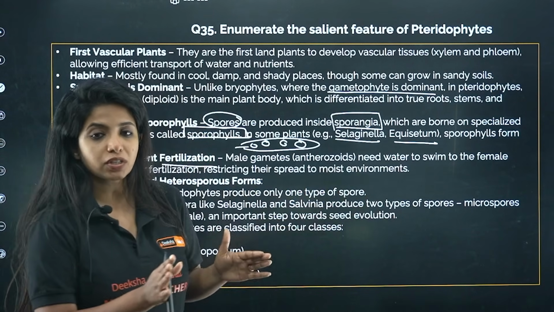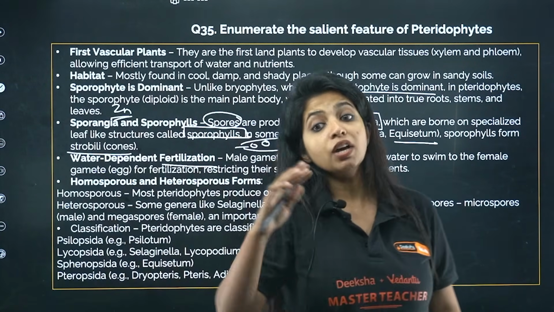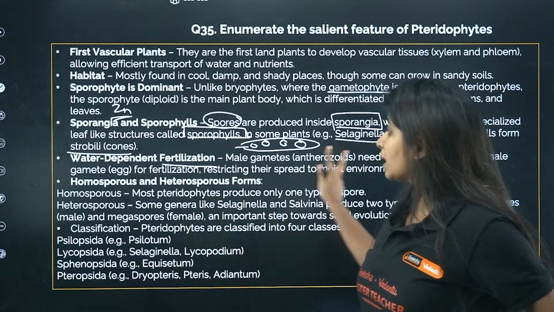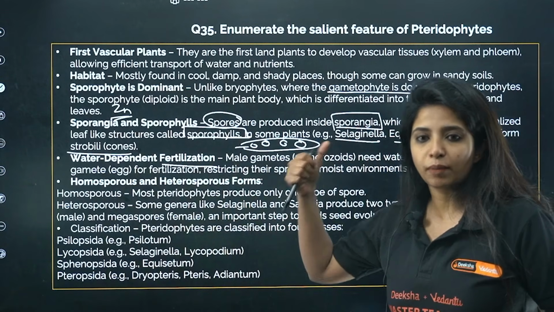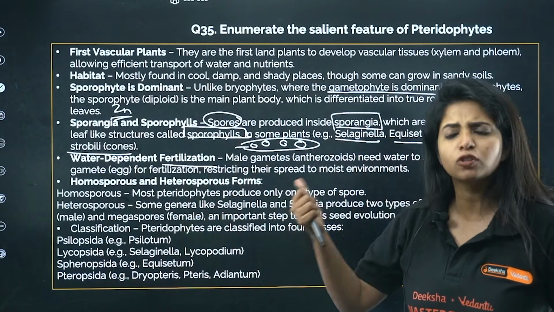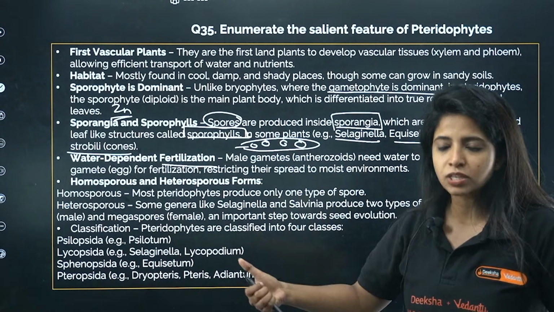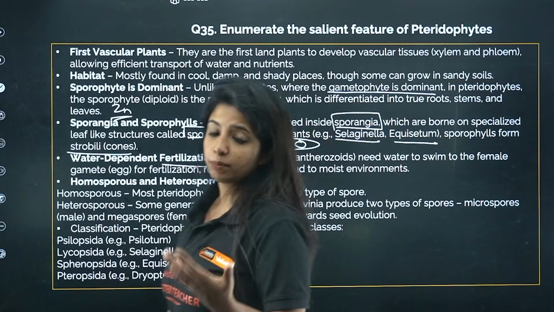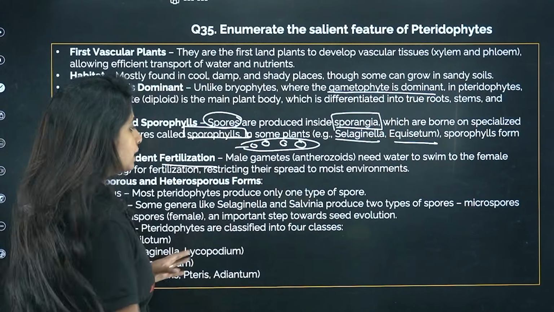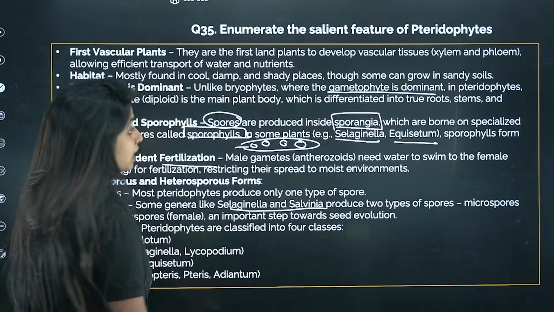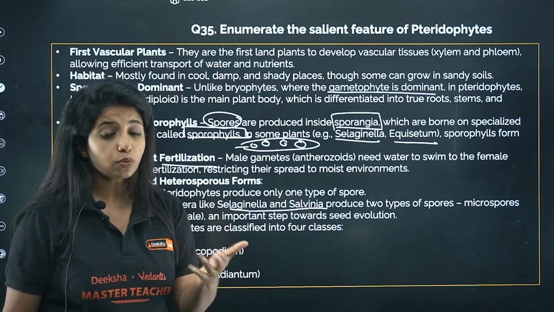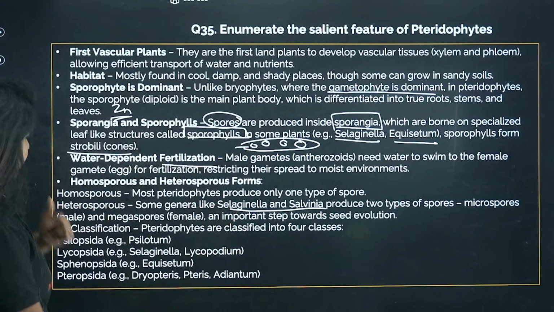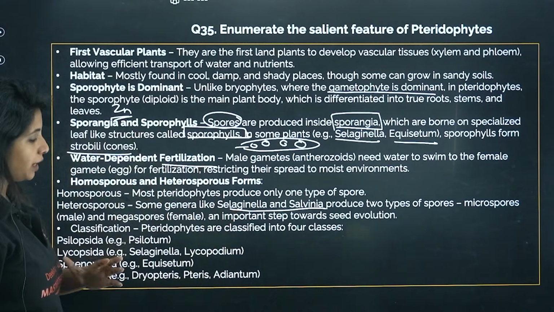So you have the homosporous condition where only one type of spore is being released. You also see the heterosporous condition where two types of spores are being released. One is the microspore and one is the megaspore. Microspore means the male ones and megaspore means the female ones. Where do you find it? You find it in Selaginella as well as Salvinia. All these examples that you see are also important. Okay, going ahead. Now classification of pteridophytes.